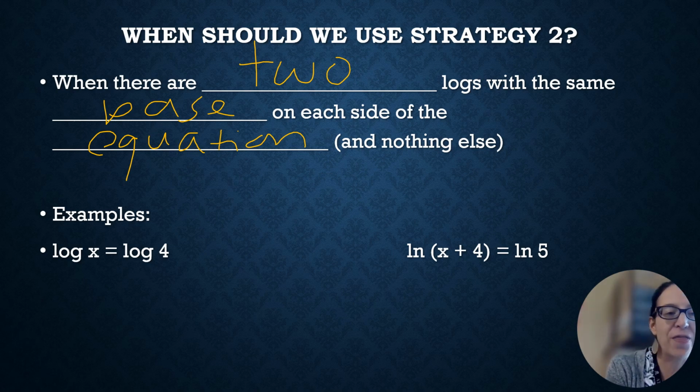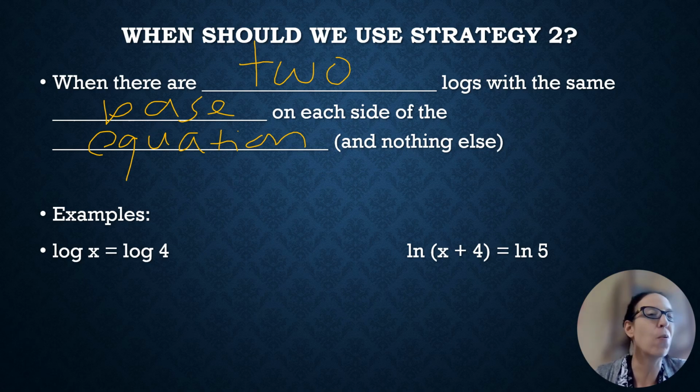If you saw this, okay, you could not use this strategy to do it. You would need to use a property of logs to be able to get there. And we will cover the properties of logs, and we'll come back and revisit problems that look like that, but not for now. So you can't have something else, just two logs of the same base, one on each side of the equation.